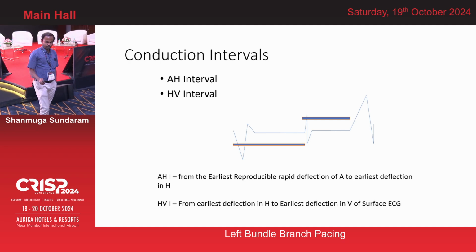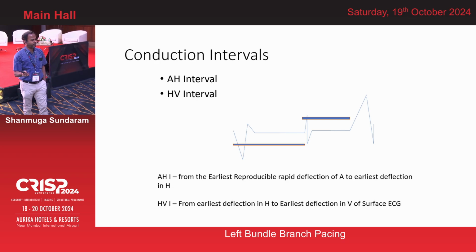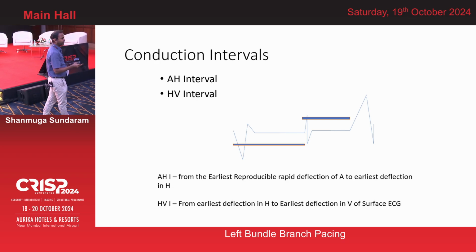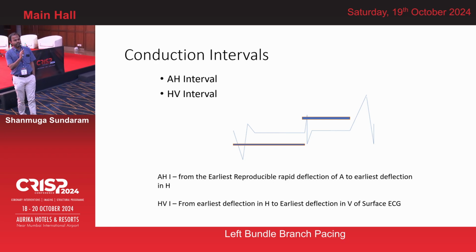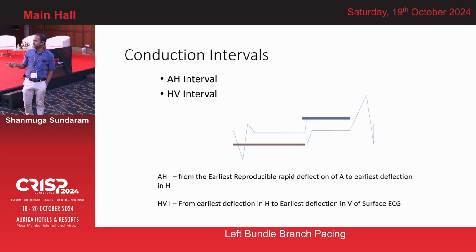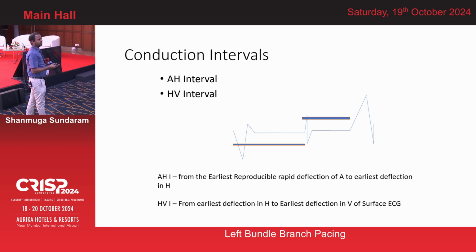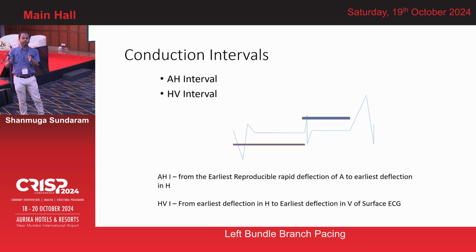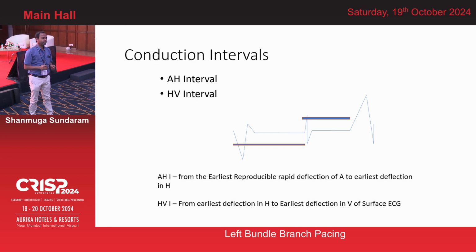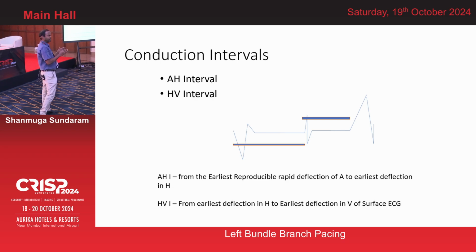There are basically two important intervals which we have to see. When you place the His catheter, there will be an atrial electrogram, a His bundle electrogram, and third, the ventricular electrogram. So you will be measuring the distance between these electrograms. Between the A and H gives you the AH interval, and between the H and V gives you the HV interval. So what do these intervals mean? The AH interval tells you what is happening in the AV node, and the HV interval tells you what is happening in the His bundle.